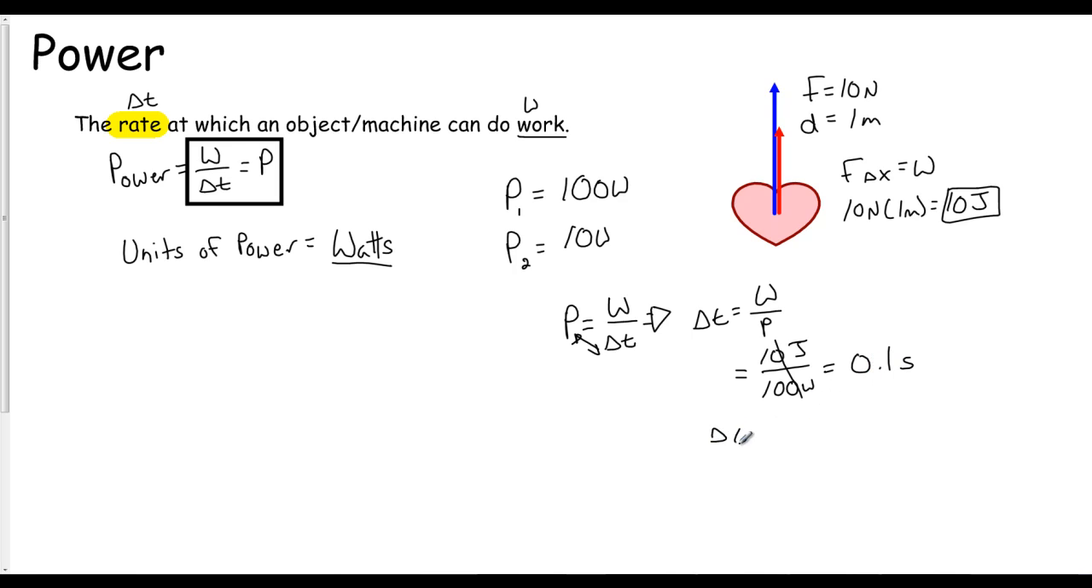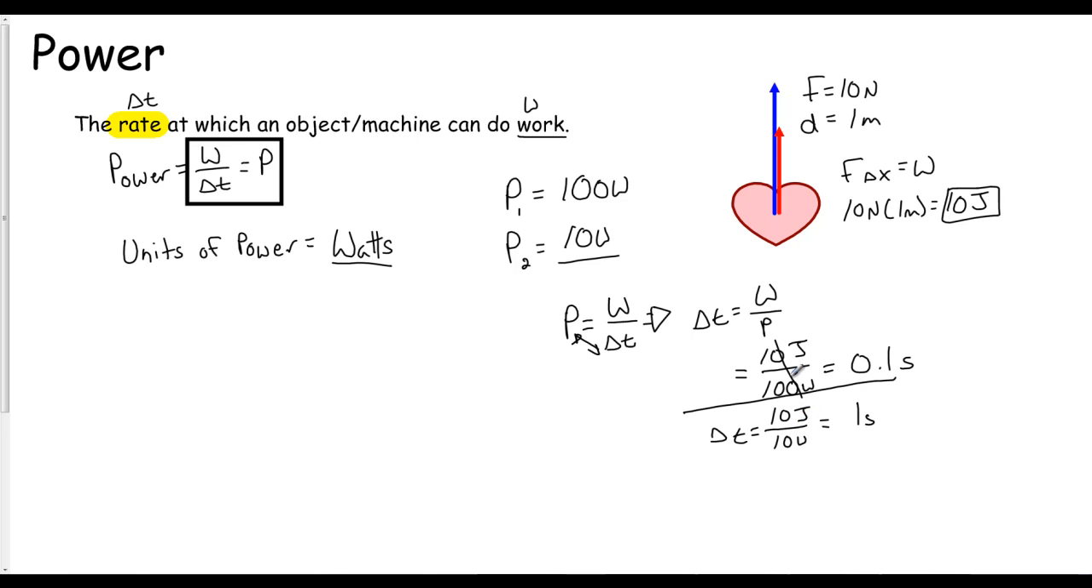Whereas if I look at delta T equals, in this case, 10 watts, that's going to be 10 joules divided by 10 watts. Well, that's going to take 1 second. So even though this machine has a tenth of the power of the first machine, it can still do the same amount of work. It just takes longer to do that.